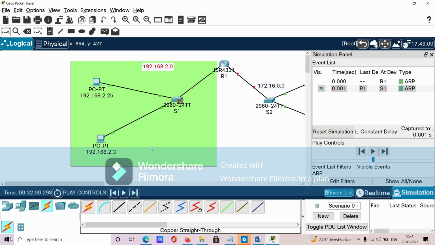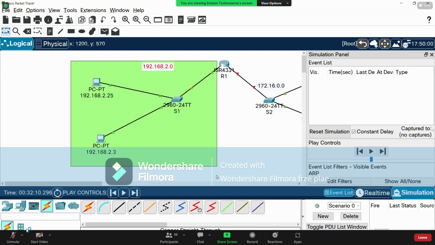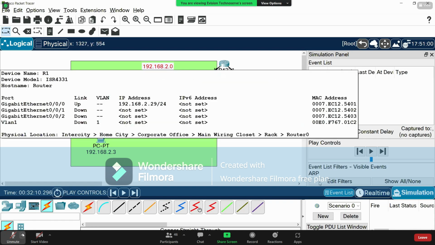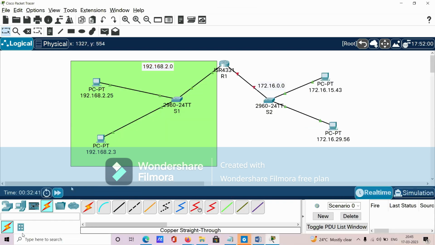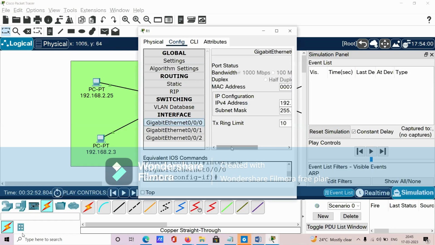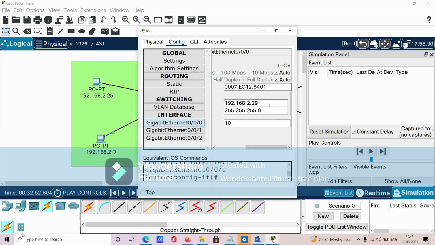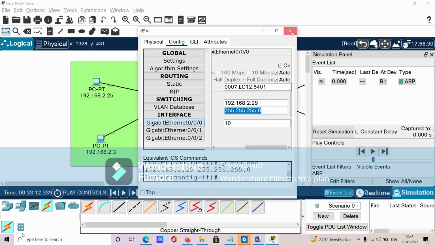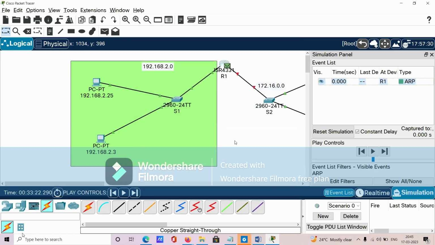Are you getting me? Fine. Let us recreate the scene once again. So here am I. I have taken the scene, and look here. I am once again assigning the IP address. The moment I assign the IP address, the ARP message is generated.